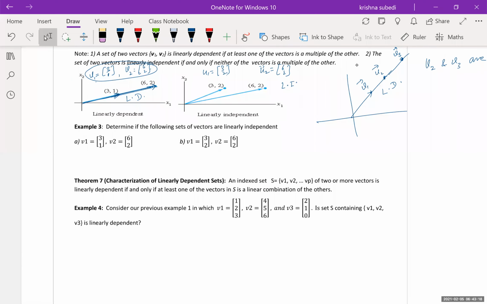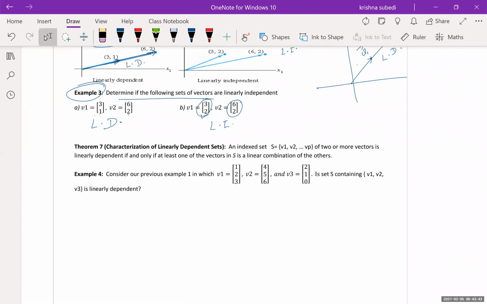Now, example 3, we have just seen it already. This one is 3, 1 and 6, 2. They are multiples of each other, which means linearly dependent. And 3, 2 and 6, 2 are not multiples of each other, so linearly independent. All right.